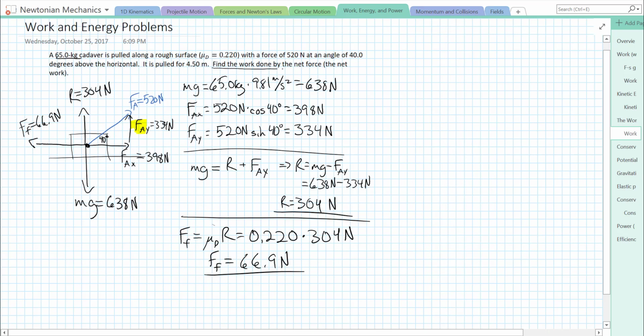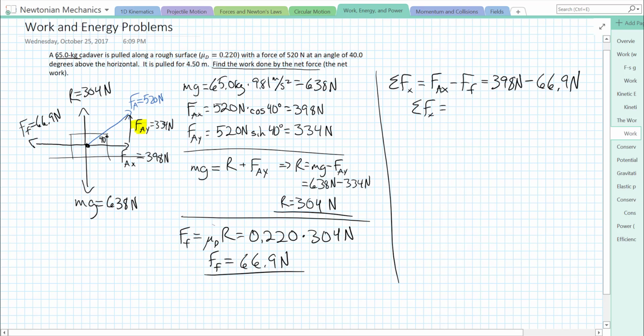Now we need to actually find the work done by the net force, so we need to get the net force. Well, we know our net force is in the x direction, so let's look at the net force in the x direction. The only forward force is Fax, the only backward force is friction. So our net force is just going to be 398 newtons minus 66.9 newtons, which gives us a net force of 331 newtons.